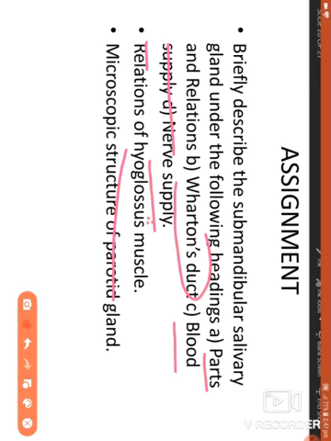Then next is the microscopic structure of the parotid gland. The parotid gland consists of predominantly serous acini. The secretory units are in the form of numerous lobules, and each lobule is separated by connective tissue. The entire gland is supported by a capsule.